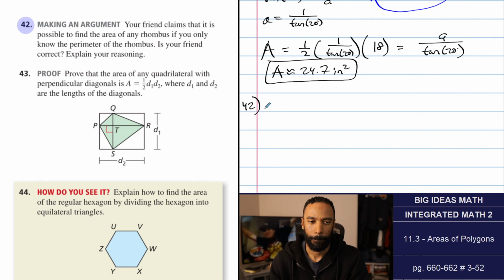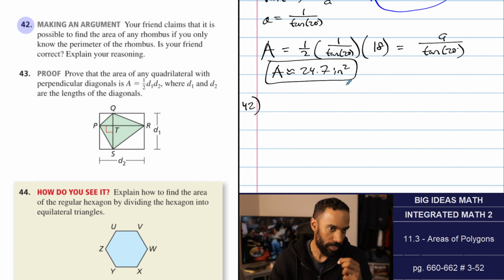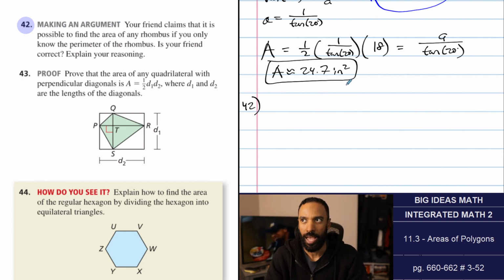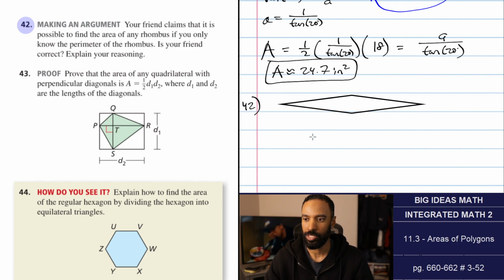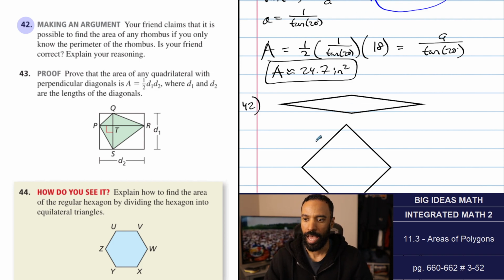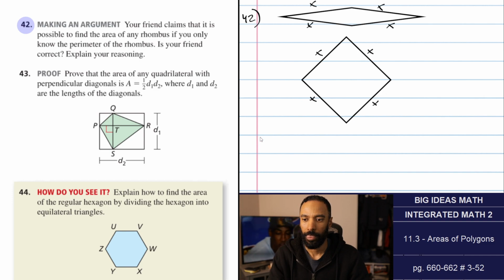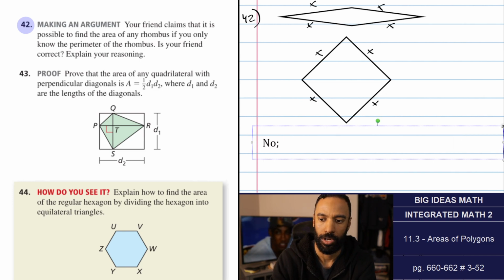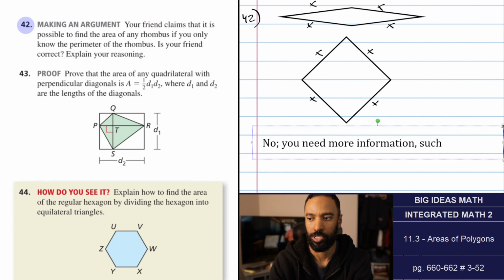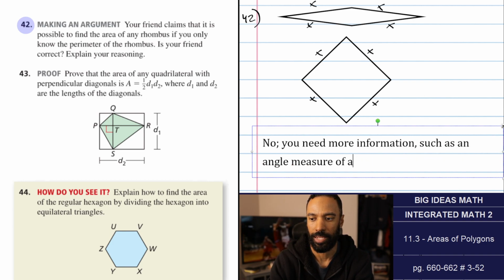All right, number 42. Making an argument. Your friend claims it's possible to find the area of any rhombus if you only know the perimeter of the rhombus. Is your friend correct? Explain your reasoning. I'd say no, because rhombuses can change their size. It's not like a square, right? I can have a rhombus that can look like this and a rhombus that can look like this, and they can both be the same side lengths. They can both have lengths of x, but these are different areas. They're the same perimeter, but they're different areas. So no. You need more information such as an angle measure or a diagonal.